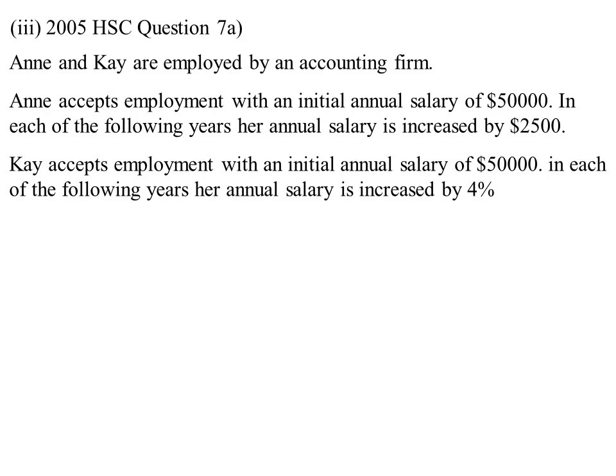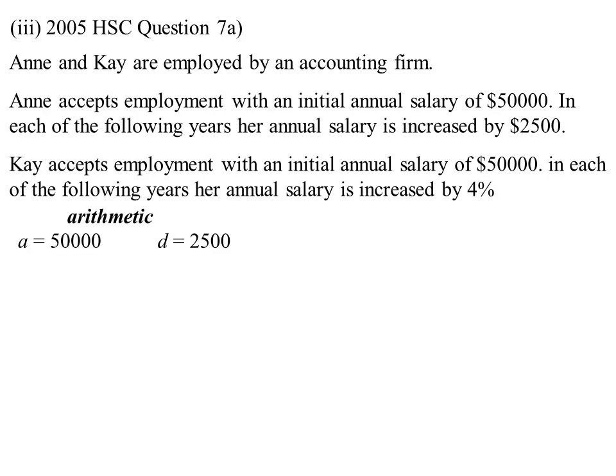Here's another HSC question. Anne and Kay, they're employed by an accounting firm, and they've come up with a very creative way of having their salary increases, this firm. For Anne, they said, how about this offer? And she accepts it. Initial salary, $50,000, and she'll just take an extra $2,500 every year. Kay went for a different option, also started with $50,000, but just says, I would like mine increased by 4% every year. Okay.